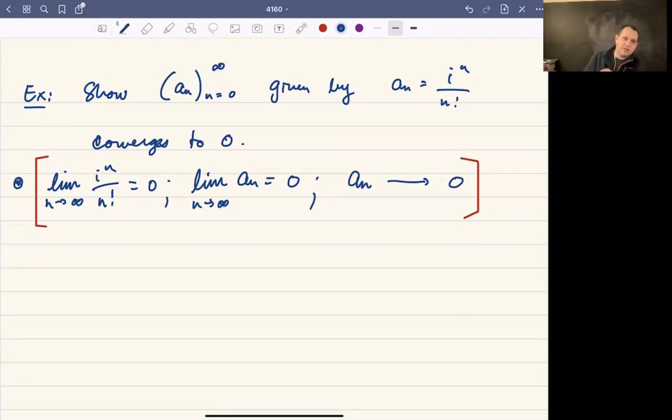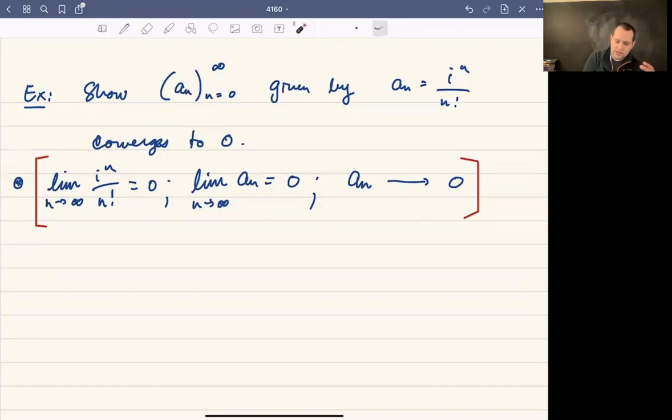And so just a little bit before we get into the actual proof, there's a few different ways that we can write this. You can write that this is the limit as n goes to infinity of the sequence, i to the n over n factorial. You can write that this is the limit as n goes to infinity of a sub n, where a sub n is the sequence above. So that's basically saying the same thing.